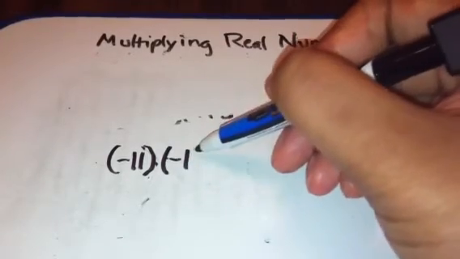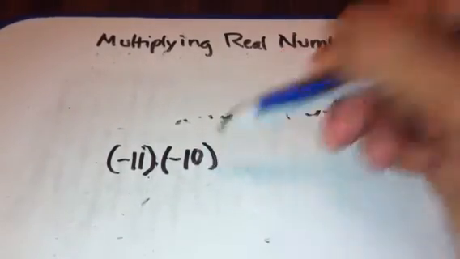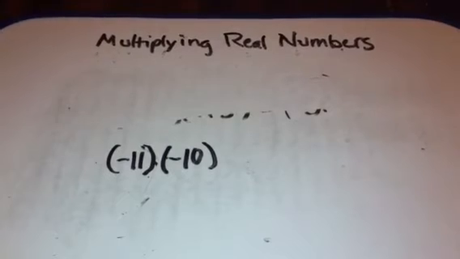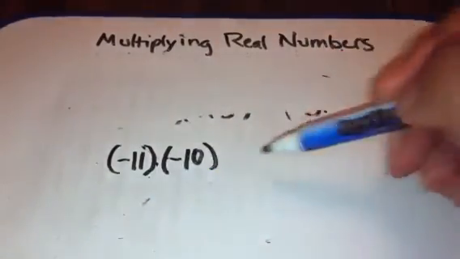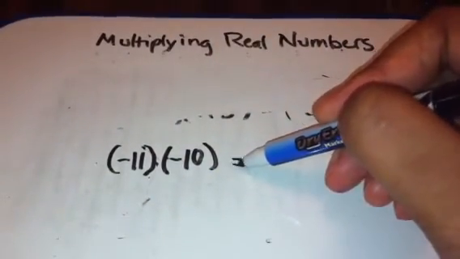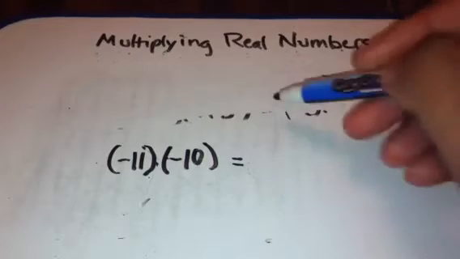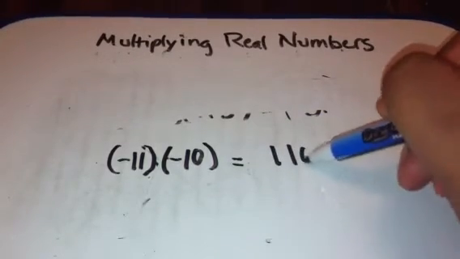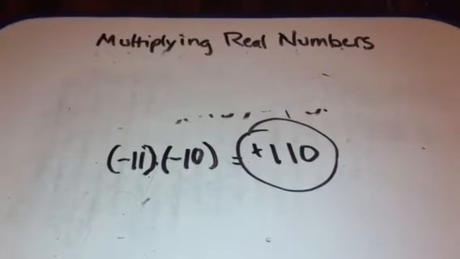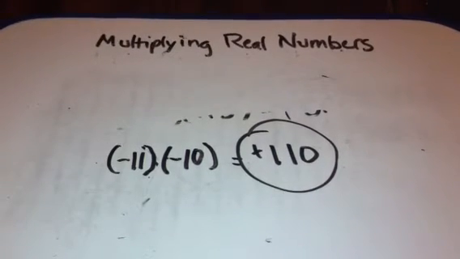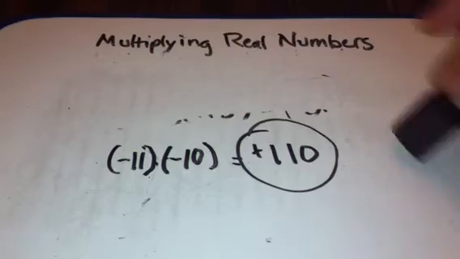Okay, let's do a negative 11 times a negative 10. So we're dealing with two numbers that have like signs. They're both negative, so our answer is going to be positive. And we have a positive 110. Okay, let's make it a little bit more complicated.